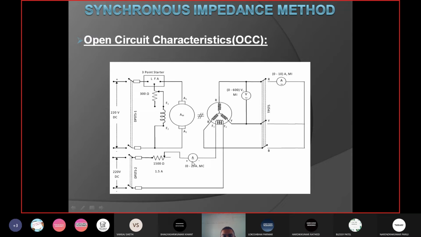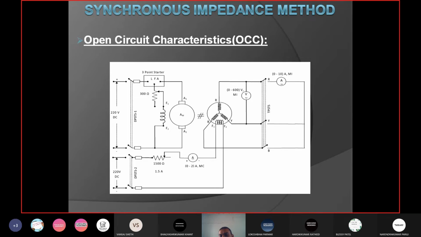We have to adjust the field current up to such a value that this voltmeter measures the rated open circuit terminal voltage. So now we have a VOC and we have an IF. With the help of these two readings, we have to draw a graph.